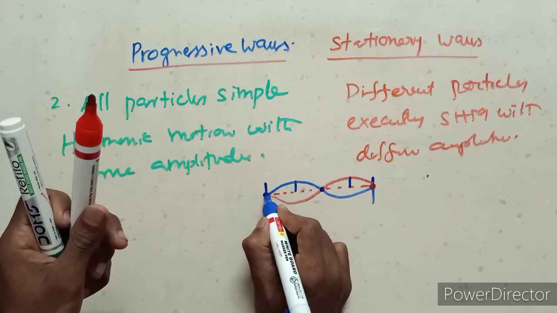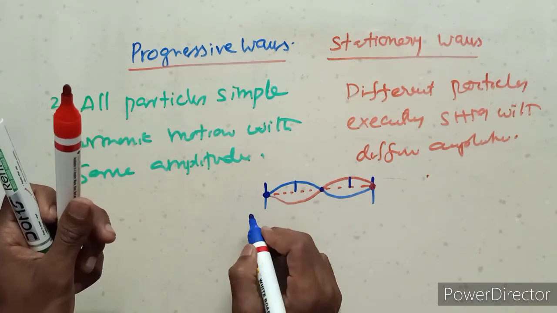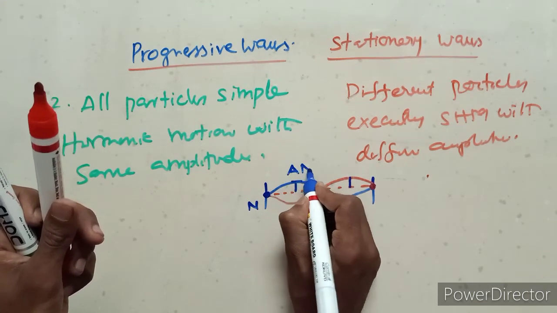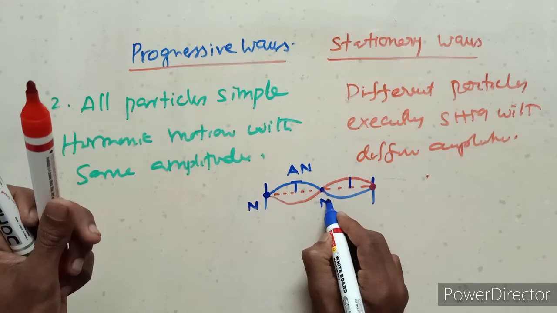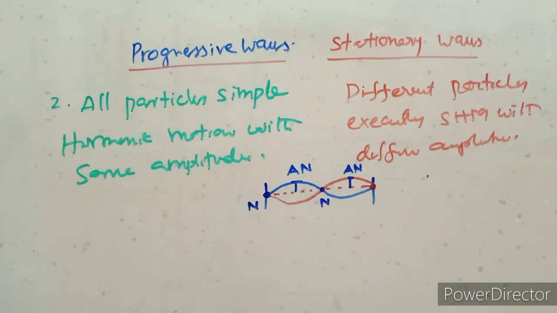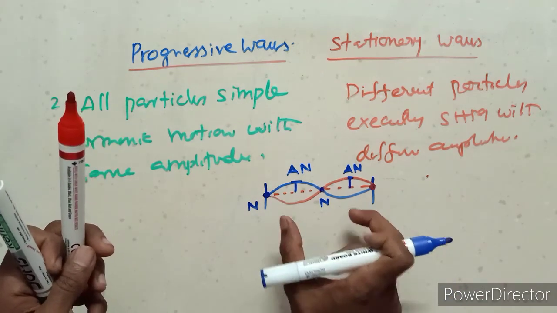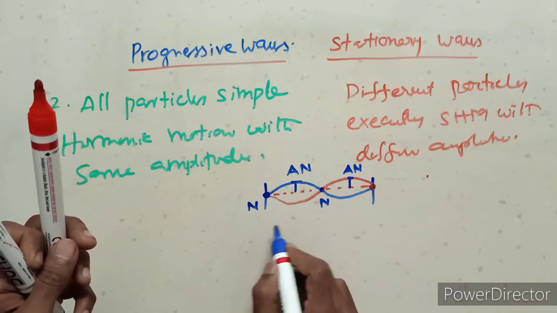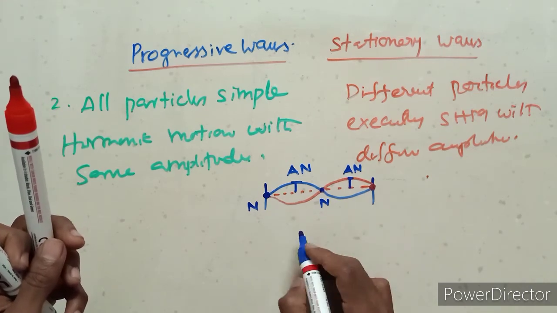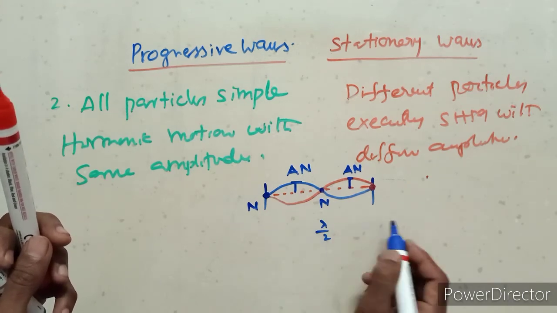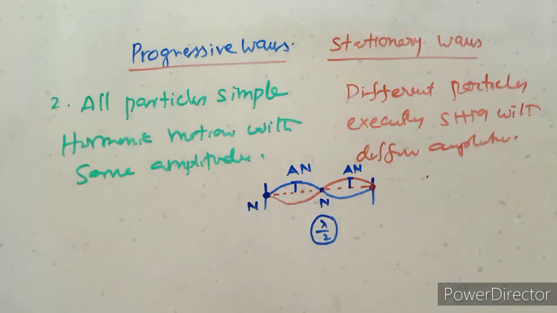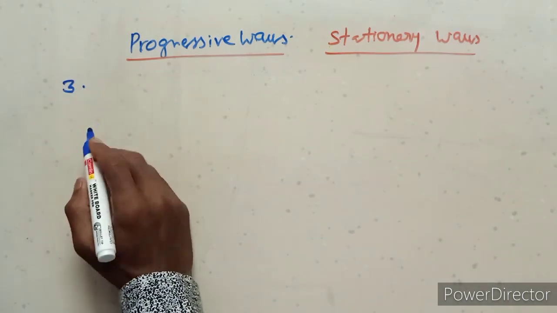The minimum amplitude points are nodes, and the maximum amplitude points are antinodes. The distance between any two consecutive nodes, or any two consecutive antinodes, is lambda by 2, half of the wavelength.